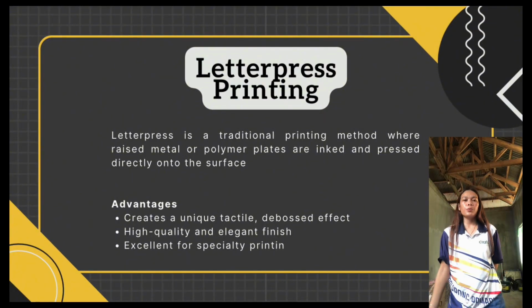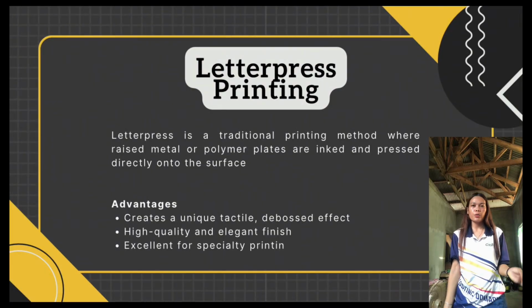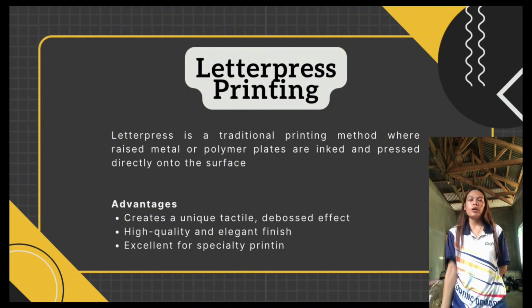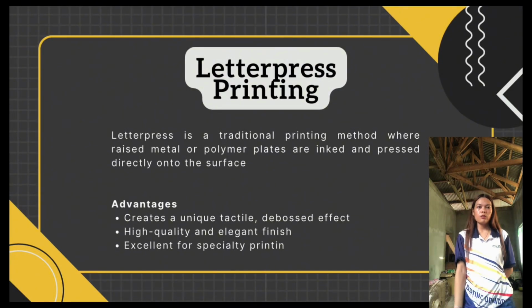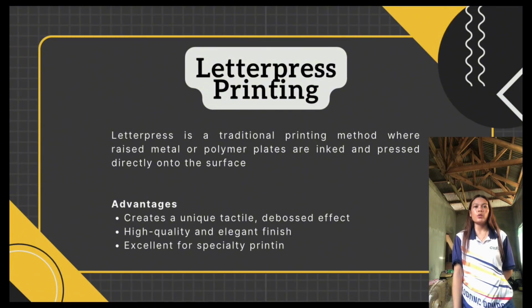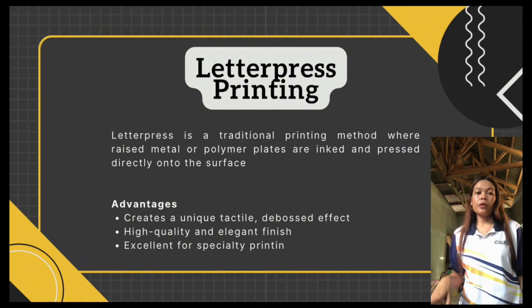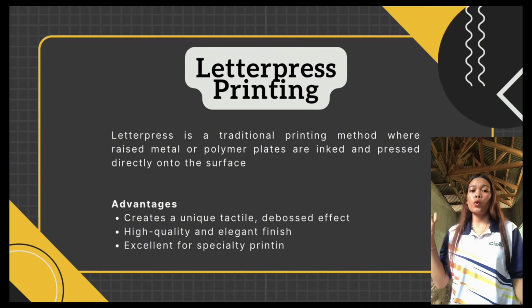So letterpress printing is one of the oldest traditional printing methods. It works like a stamp: raised metal or polymer plates are inked and then pressed directly onto the surface of the paper. This direct pressure often leaves a slight indentation or texture on the paper. So in letterpress printing, we have advantages and disadvantages. Let's start with the advantages.